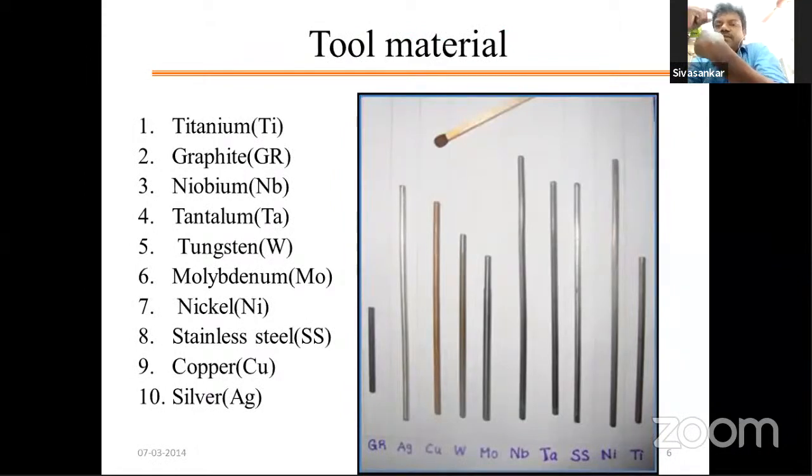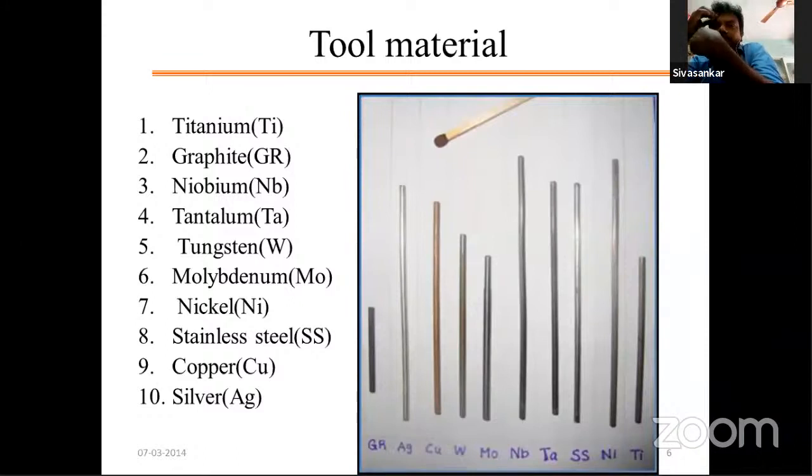Yeah, these are the photographic views of 10 different tool materials: titanium, graphite, niobium, tantalum, tungsten, molybdenum, nickel, stainless steel, copper, and silver. So I have taken 10 different tools and 2 levels of pulse on time. Therefore, totally 20 experiments, 10 into 2, 20 experiments, factorial design. Sometimes there are a huge number of experiments, but normally we hear only 20 experiments. Therefore, I have gone for full factorial design.